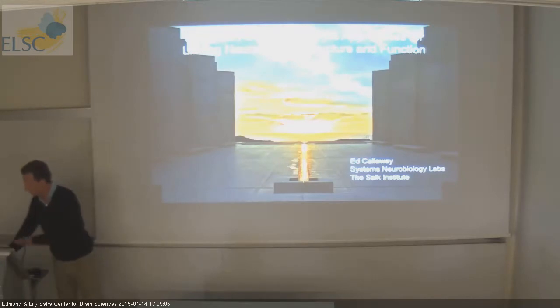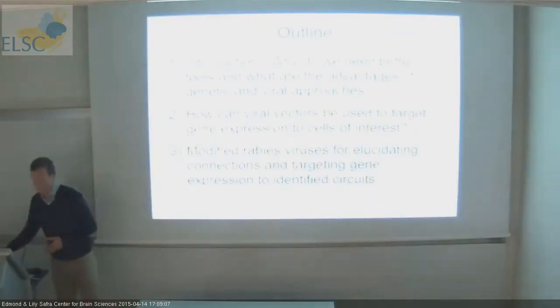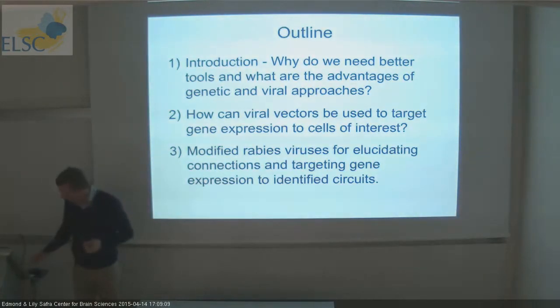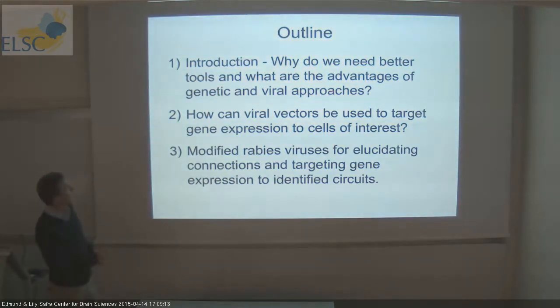So here's an outline of the talk. I'm going to spend a little bit of time talking about why we need better tools than what we had, say, 10 years ago, and the need to be able to target specific cell types in the brain, and even to get to levels of resolution beyond cell types, even just single neurons. An individual neuron can be connected very differently than its neighbors of the same type.